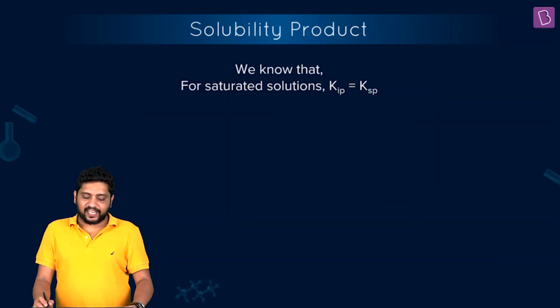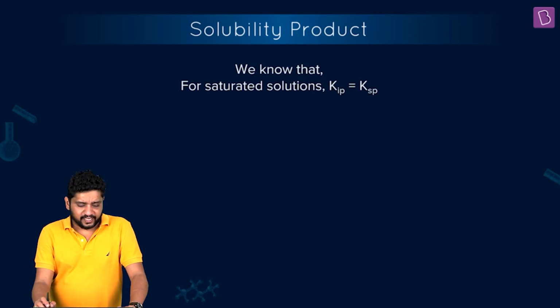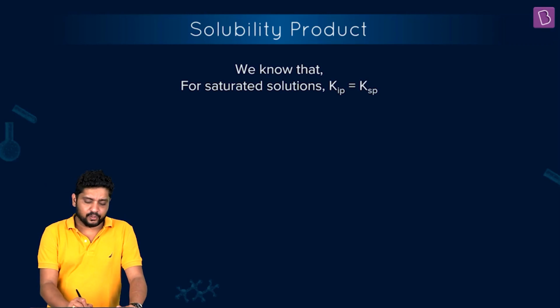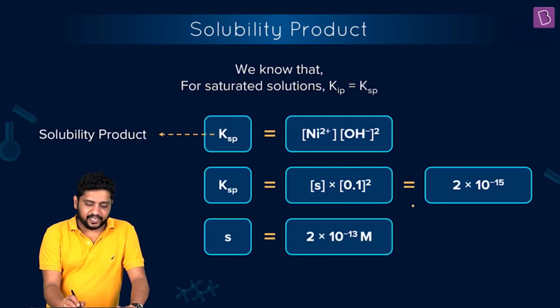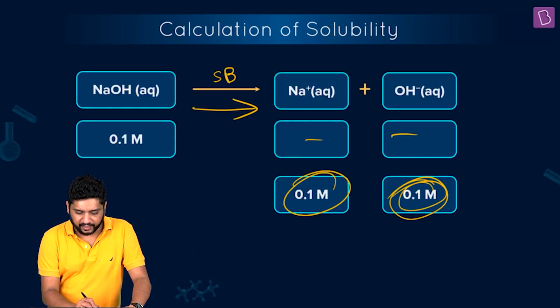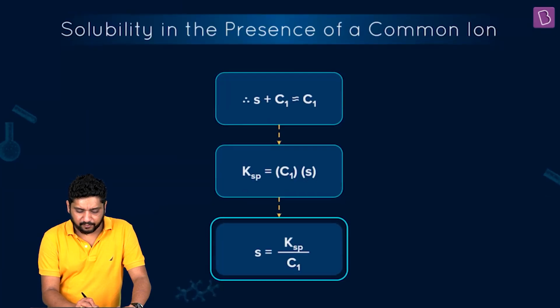Going forward, what will I get? In our saturated solution, we know the ionic product is supposed to be equal to Ksp. So we will be getting 2 into 10 to the power minus 15 is equal to S into 0.1 square. Wait, I think I did not take the square here when I wrote that equation. So let me change that.